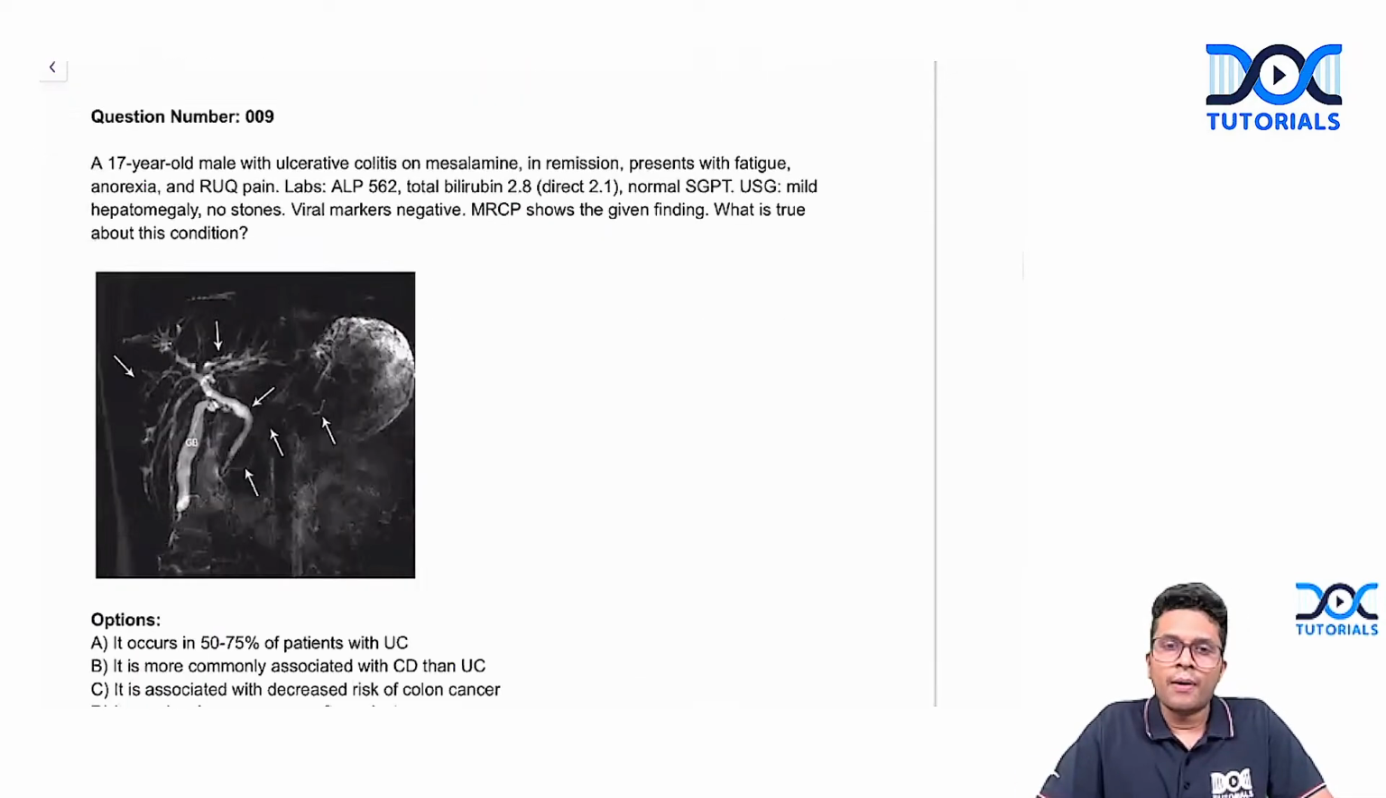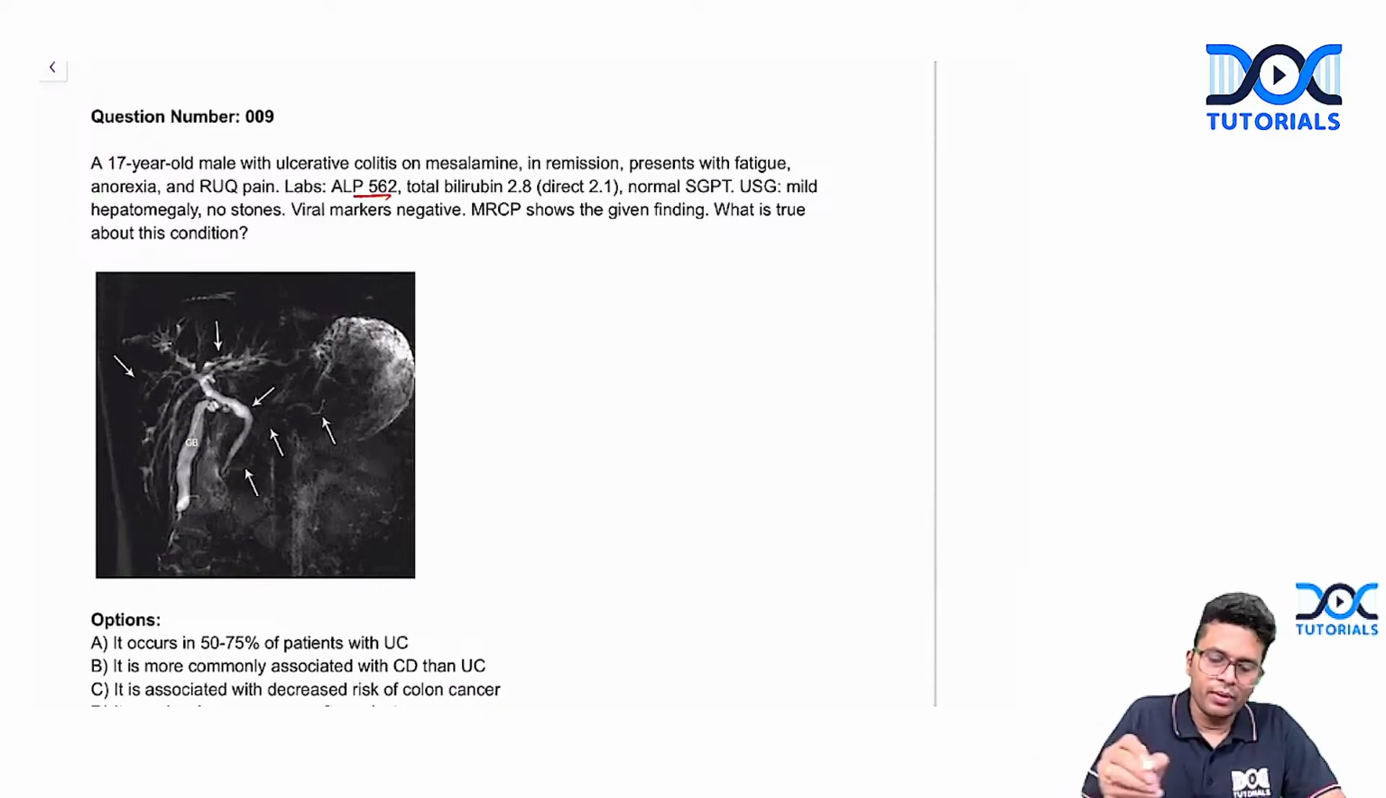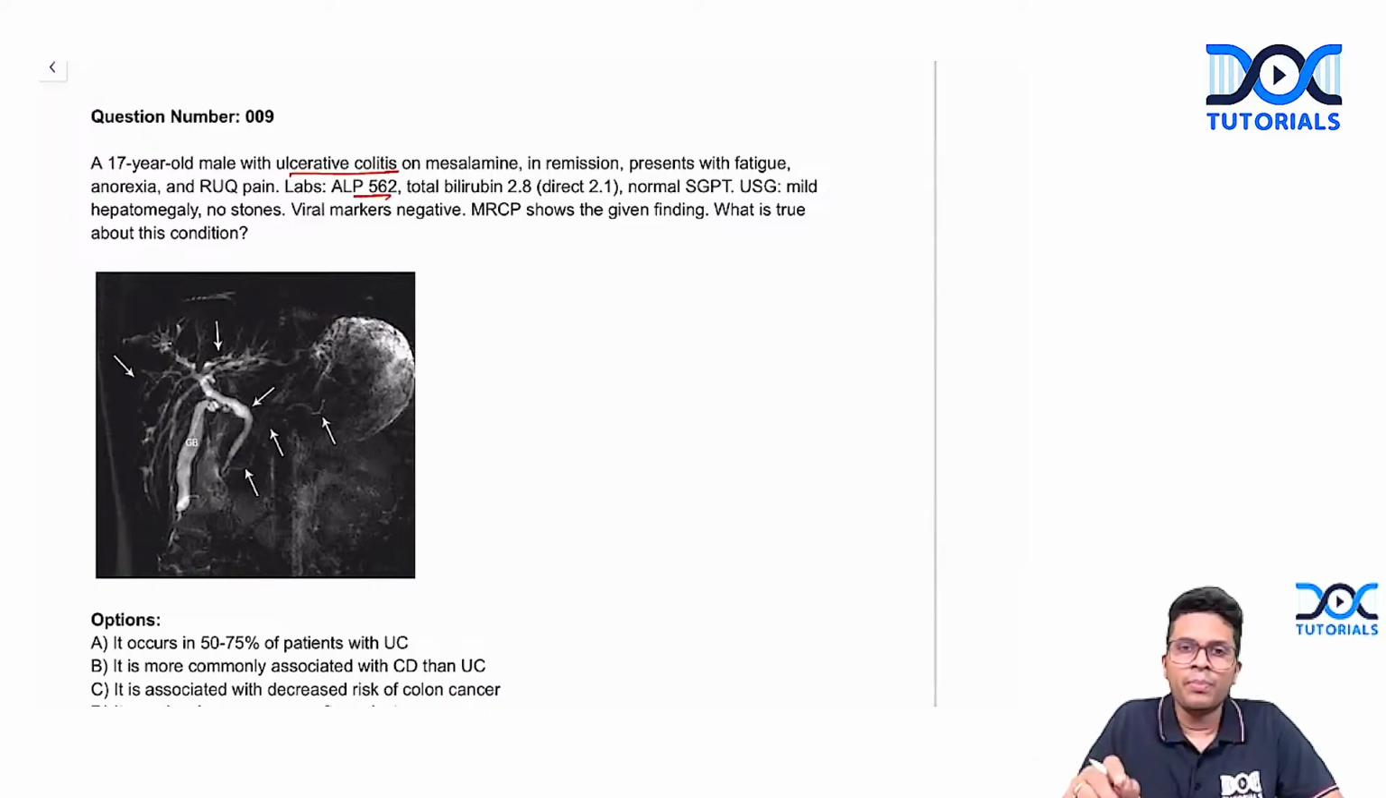Next is question number 9. A 17-year-old male with ulcerative colitis on mesalamine, in remission, presents with fatigue, anorexia, and right upper quadrant pain. ALP is elevated. Very important. So ulcerative colitis with ALP elevated, total bilirubin is raised. Normal AST, ALT. Ultrasound shows mild hepatomegaly.